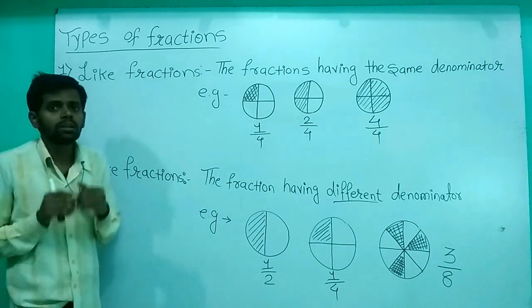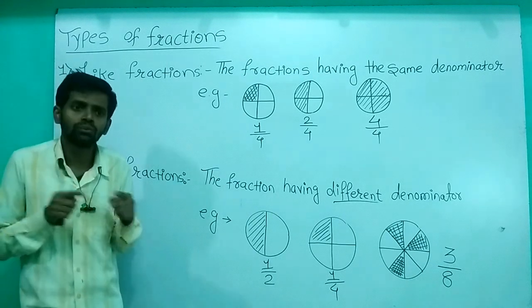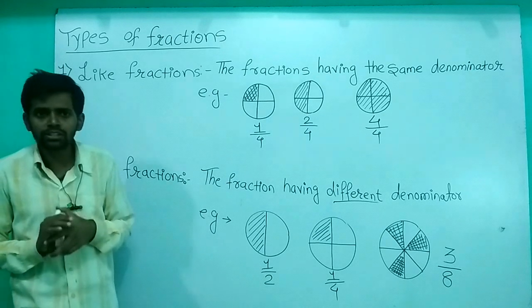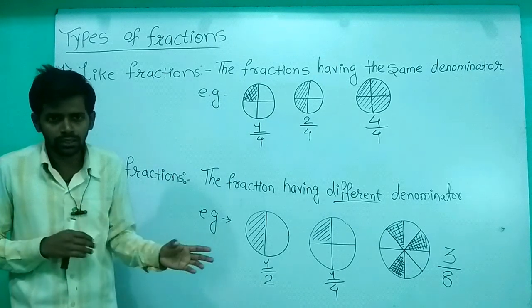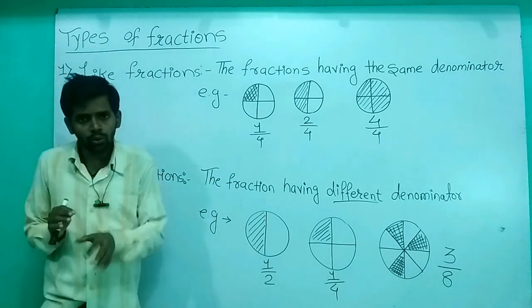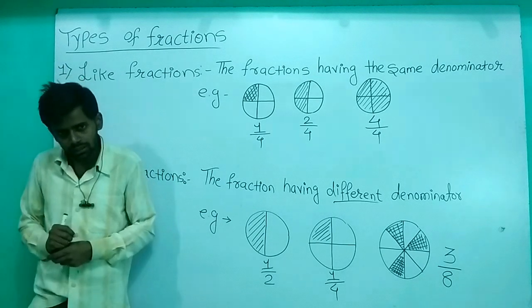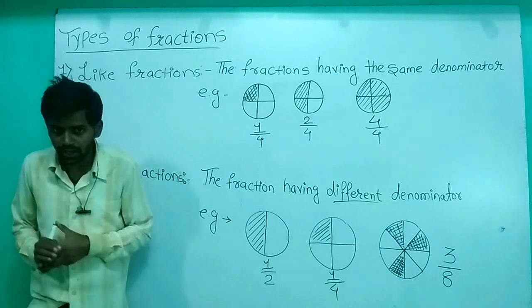If the fractions have a same denominator, that means the total number of parts in each fraction is equal, then it is a like fraction. And if it is not equal, that means the denominators are different, they are not equal, then we can say that it is a unlike fraction. I hope you understand about the like fraction and unlike fraction. ठीक है, like क्या होता है और unlike fraction क्या होता है. I hope आपको समझ में आ गया होगा.